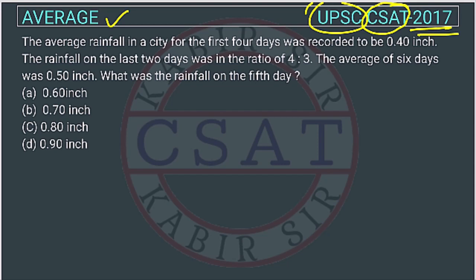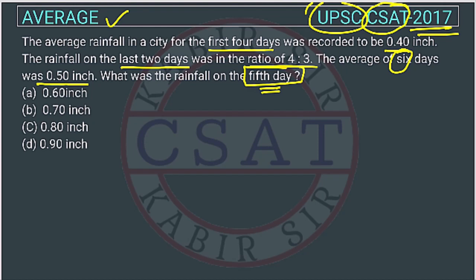The average rainfall in a city for the first 4 days was recorded to be 0.40 inches, right? The rainfall on the last 2 days was in the ratio of 4:3. The average of 6 days was 0.50 inches. What was the rainfall on the 5th day? So we have to calculate the rainfall on the 5th day, right?